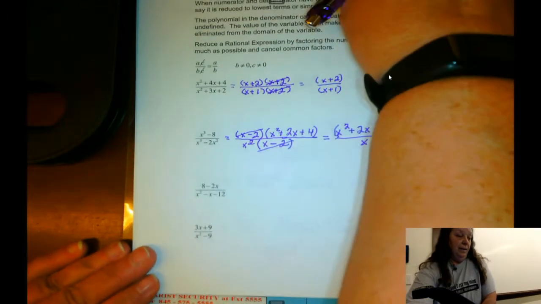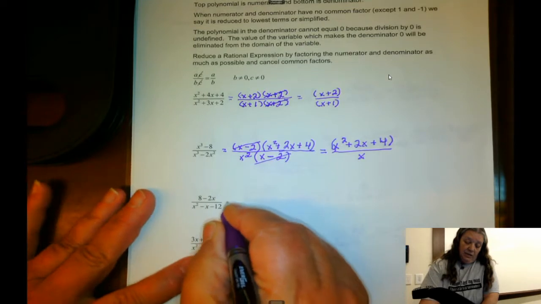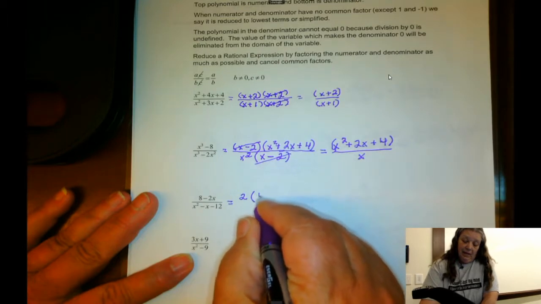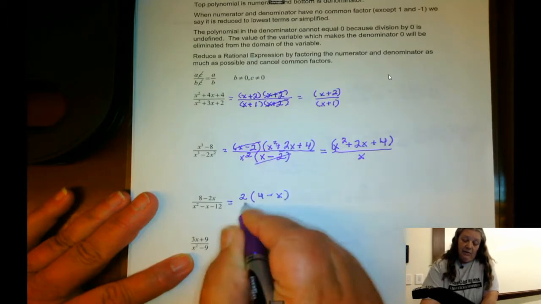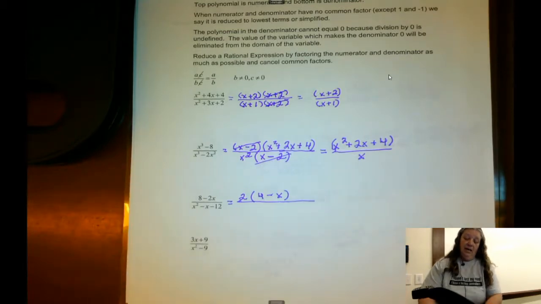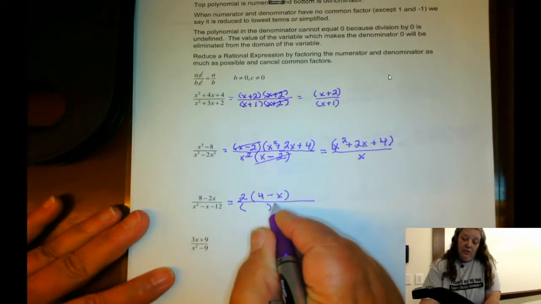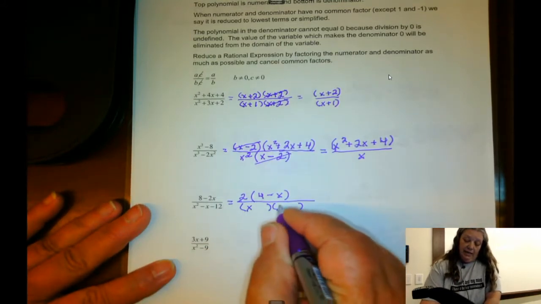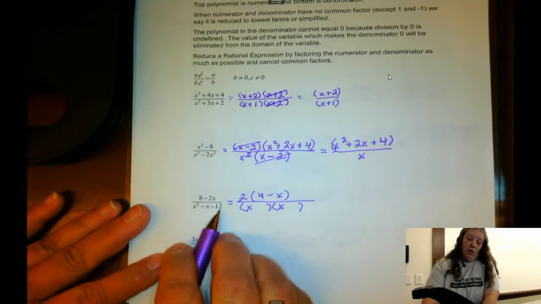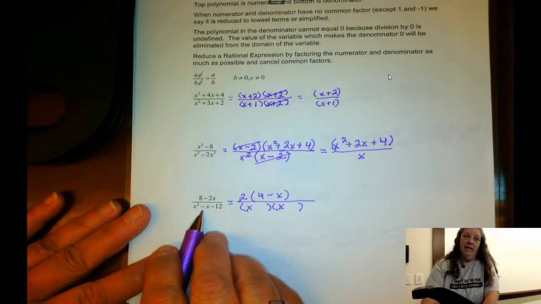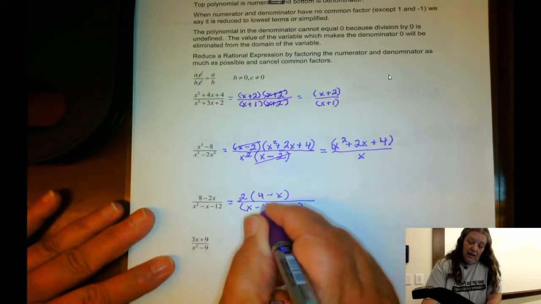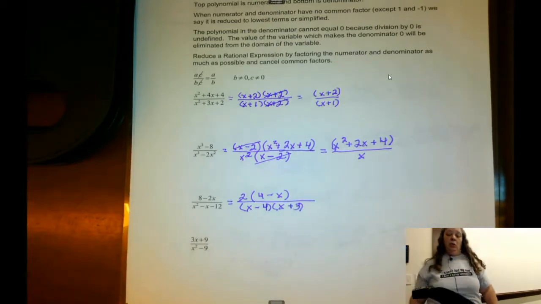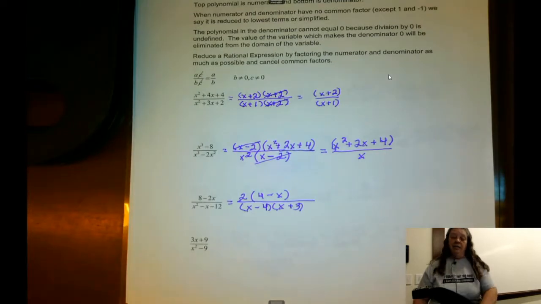Now for the next one, we have 8 minus 2x, where 8 and 2 are both divisible by 2. That leaves us with a 4 minus x. In the denominator, we have a trinomial, which means we're probably going to have two binomials, an x and an x. Now, two numbers which when multiplied give us negative 12, and when added give us negative 1. Well, negative 4 times a positive 3 is negative 12, and negative 4 plus 3 is negative 1.